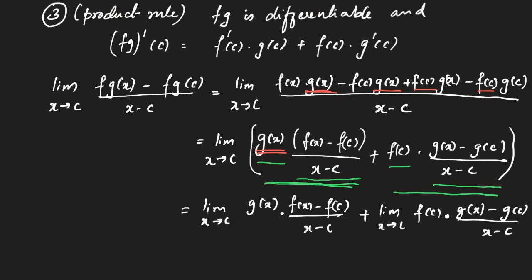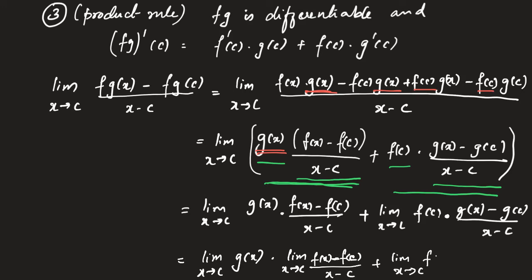Now again, using another limit theorem, which is that the limit of a product is equal to the product of limits, we get this is equal to limit x tends to c of g of x into limit x tends to c of f of x minus f of c by x minus c, plus limit x tends to c of f of c into limit x tends to c of g of x minus g of c divided by x minus c.